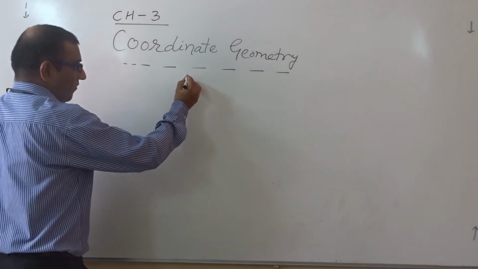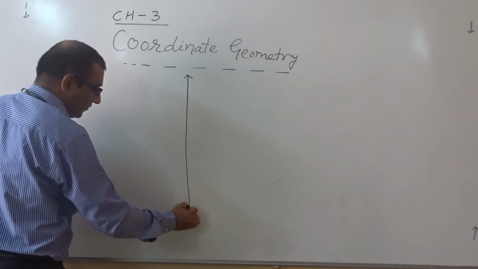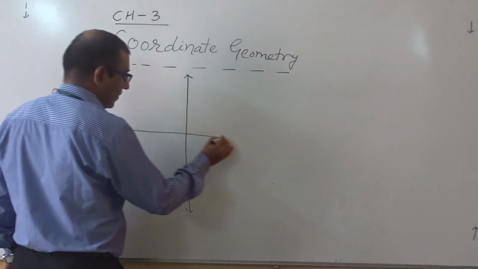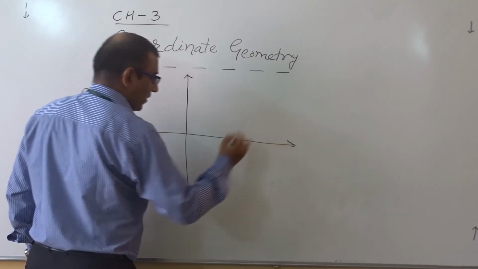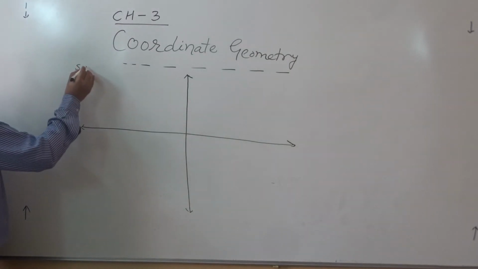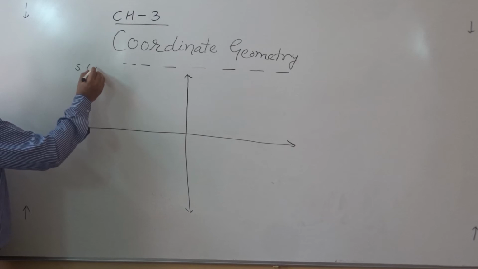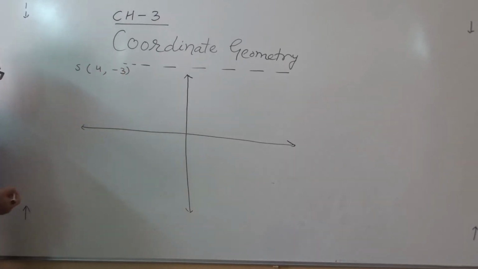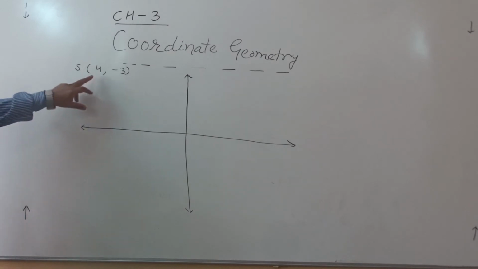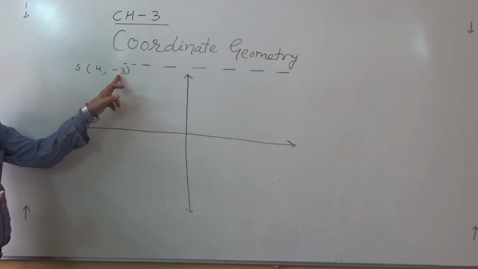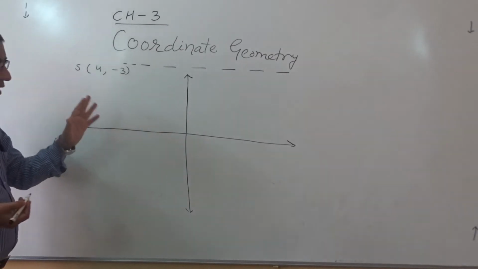Again I will make one more Cartesian plane. If someone says to you, how can we denote the point S if its coordinates are 4, -3? If you see here, the first value of S is related with the x coordinate and the second value of S is related with the y coordinate. So how can we denote it?